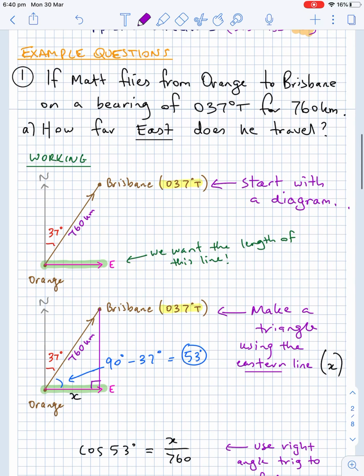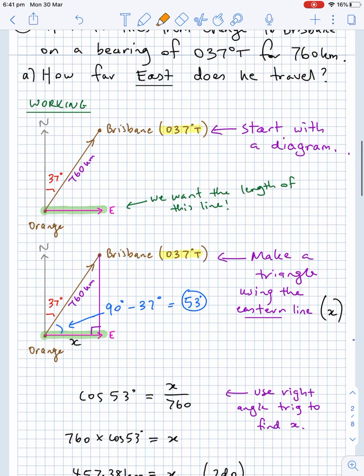Okay, let's do some example questions. So these take a lot of time. A lot of people struggle with the idea of converting these sorts of wordy problems into a nice diagram. But no, let's practice. So if Matt flies from Orange to Brisbane on a bearing of 37 degrees true for 760 kilometres, how far east does he travel? So that's maybe a little bit confusing to start with, but let's give it a shot.